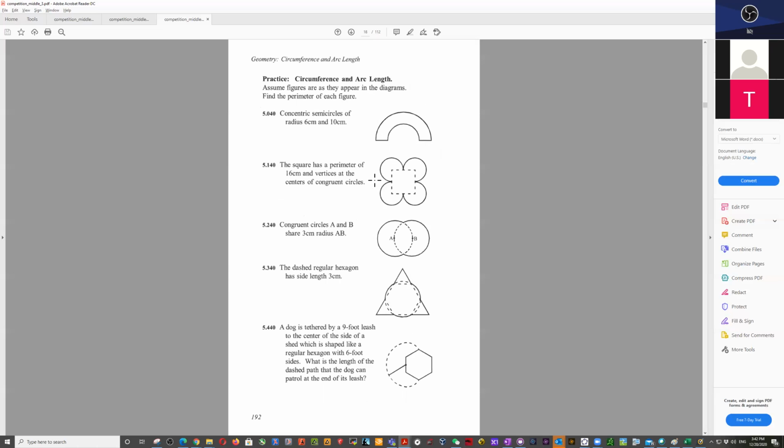Yeah, the arc length is usually just proportion. For this one, each one is just missing 1/4. So that's about it. And congruent triangles.